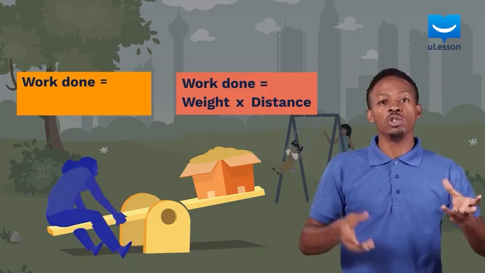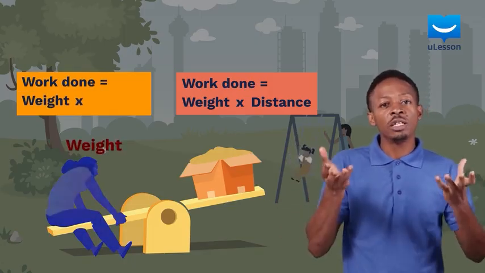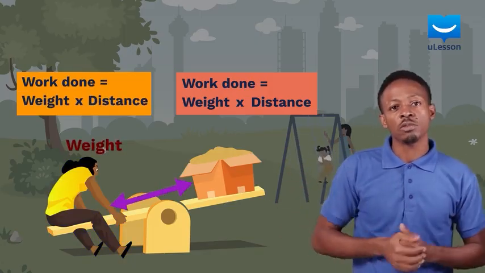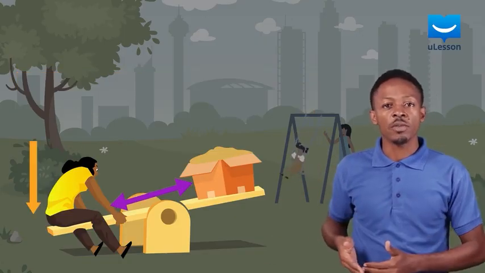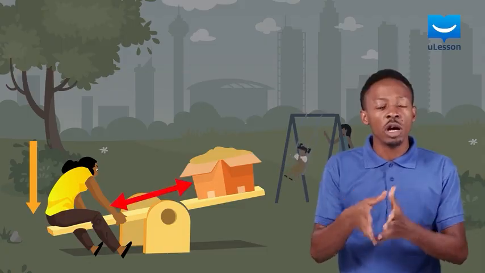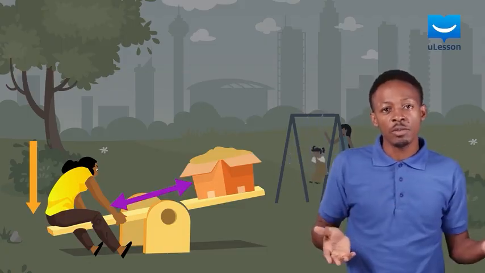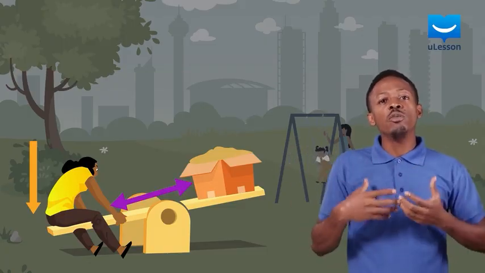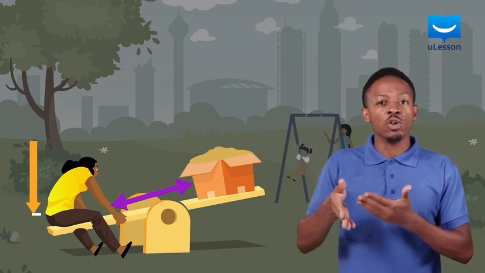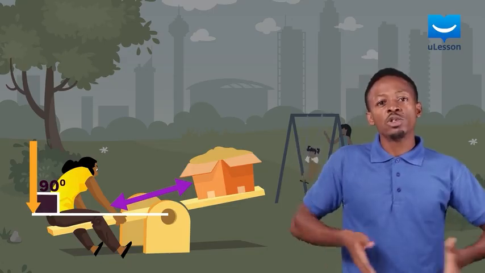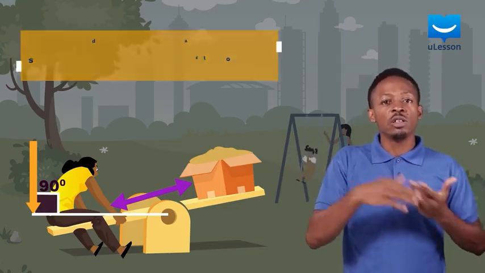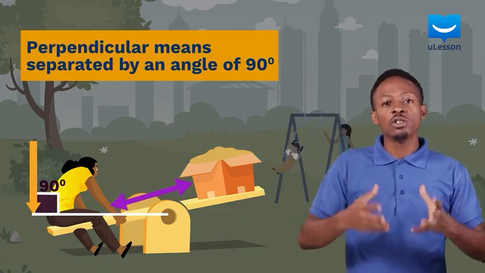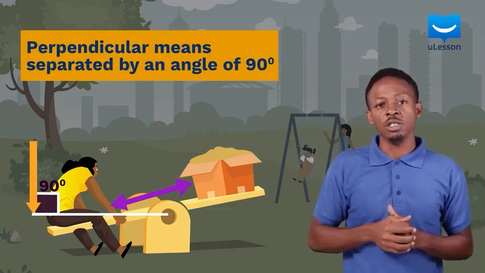This work is equal to your weight multiplied by the distance from you to the box. But did you notice that your weight is acting downward vertically and the distance between you and the box is horizontal? Note that the angle between the force you applied, which is your weight, and the line the force acts is 90 degrees. So when we say two objects are perpendicular to each other, it's another way of saying that the angle separating them is 90 degrees.